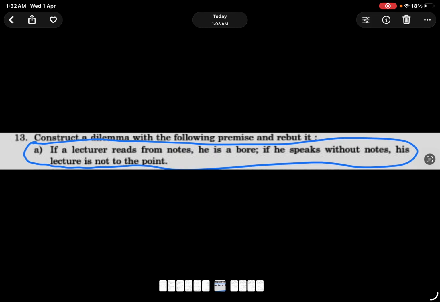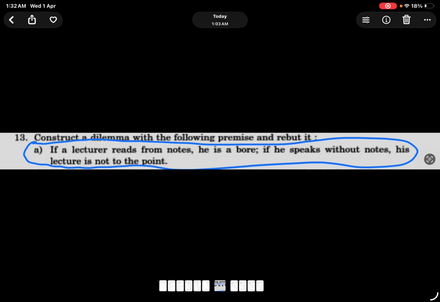Now I've taken this example. If a lecturer reads from notes, he is a bore. If he speaks without notes, his lecture is not to the point. Okay, now we are going to see how to solve this particular question. So like I said, you have been given just a major premise. This comes for like 13 marks in the exam.